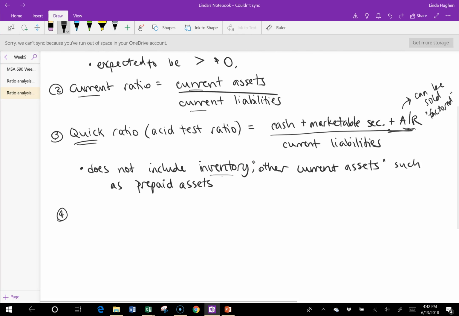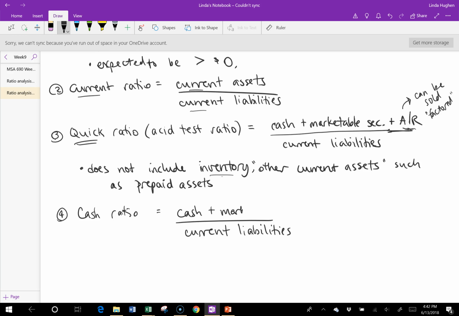Our fourth measure of liquidity is the cash ratio. And you're going to see a pattern here. We still have current liabilities as the denominator, but now what is going to be on our numerator? Cash and marketable securities. This is the most stringent or most conservative ratio.